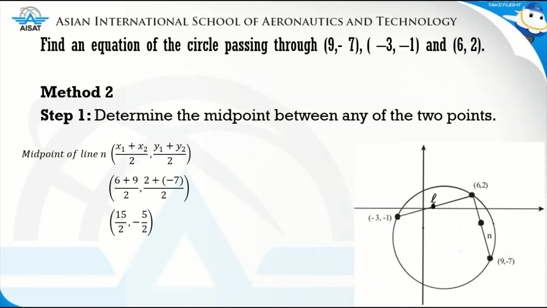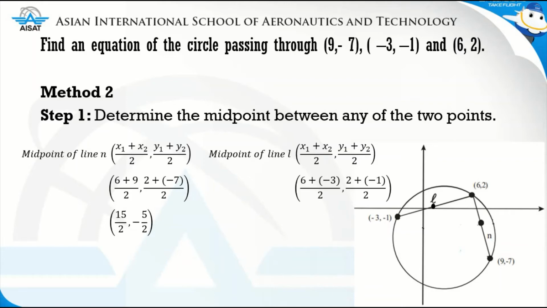And for the other line, other chord, we'll have x sub 1 plus x sub 2 over 2 and y sub 1 plus y sub 2 over 2. So same formula. Now, the values of x are negative 3 and 6, and the values of y are negative 1 and positive 2. So we'll have 6 plus negative 3 over 2, and the other is 2 plus negative 1 over 2. So adding the values in the numerator, we'll have 3 halves and 1 half. So these are the coordinates of our midpoint.